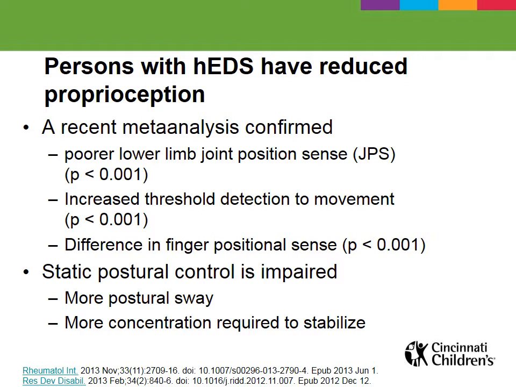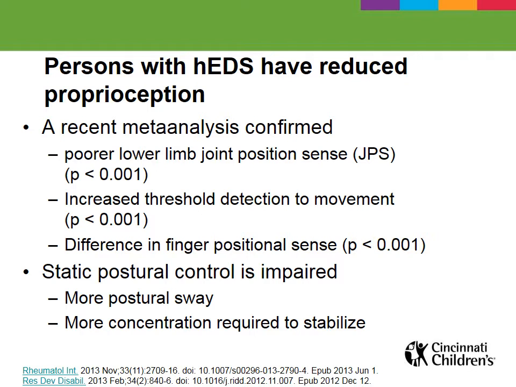They can have increased threshold of detection to movement, so if a light pressure is placed against them, they will not be able to tell that they are now being displaced from their position versus a person with good proprioception. And if they have their hands placed into a black box and their finger is lifted upward or downward, they are not as able to understand which direction their finger moved.